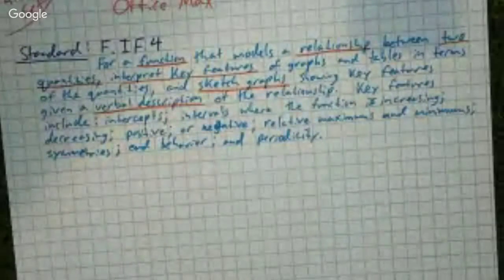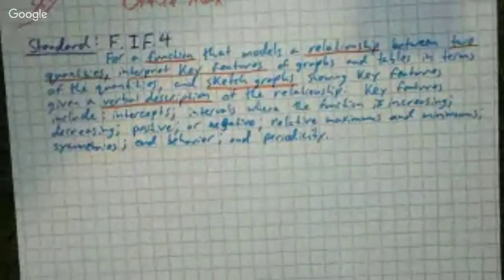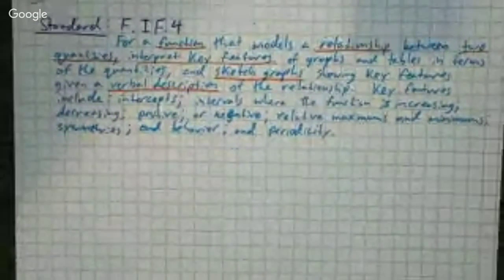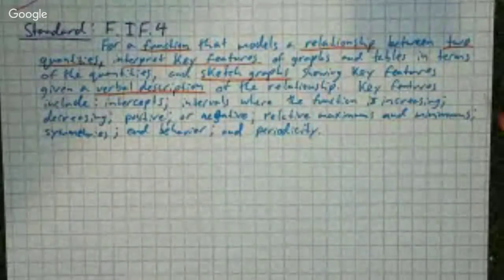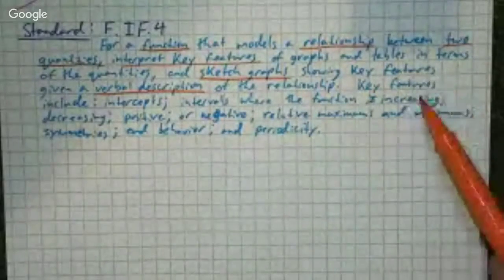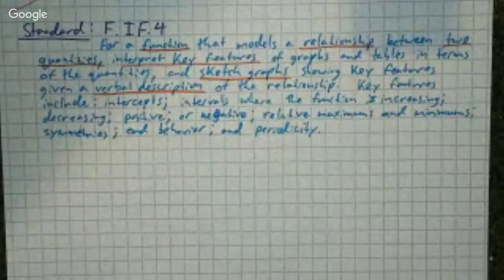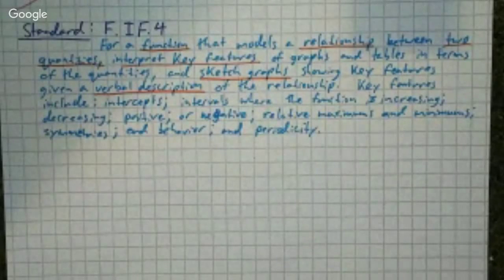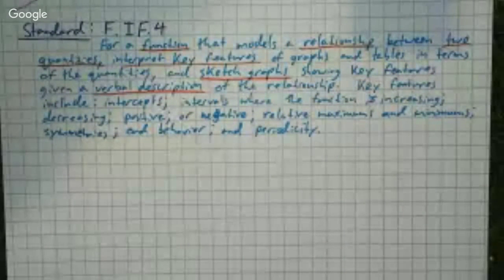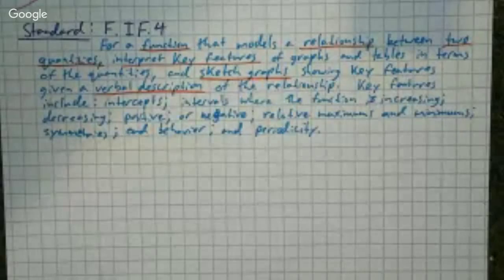If I say something was moving quickly and then slowed to a stop, we should be able to graph that. And then the key features, now this list at the end here, key features include the intercepts, where the line crosses the x or the y, intervals where the function is increasing, decreasing, positive, or negative, it's speeding up, it's slowing down, it slowed to a stop, it fell back to earth, anything like that.